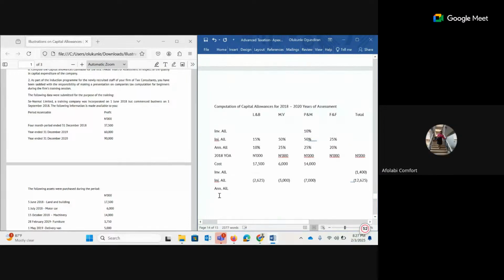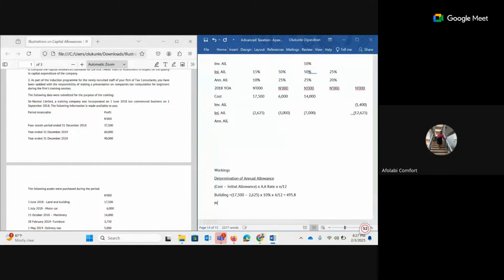So the next one we have is motor vehicle. What's the cost? 6,000. 6,000 minus the initial allowance, 3,000. So what's the annual allowance rate? 50%, right? Sorry, beg your pardon, 25%. Times 4 over 12. What do you have? 250.